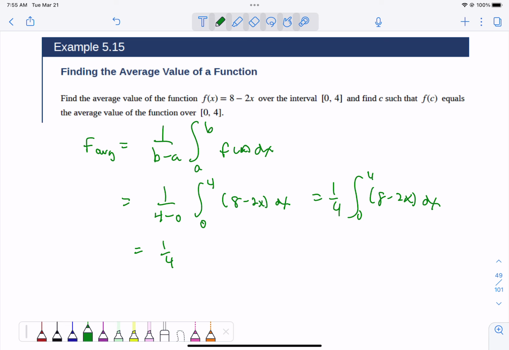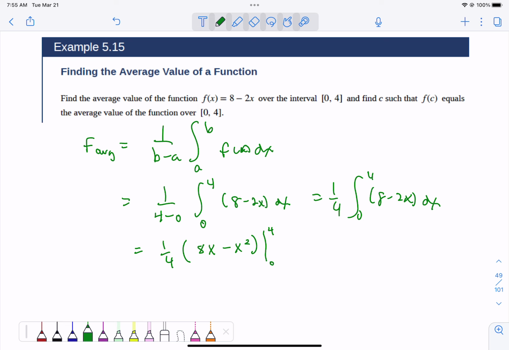We'll do it in a minute. So we're going to do the antiderivative. The antiderivative of 8 is 8x. The antiderivative of 2x is 2x squared divided by 2, which is just x squared. And then I'm going to put a little reminder that I have these boundaries, 0 to 4. So you put a little straight line next to it, and you put your boundaries on this little straight line.